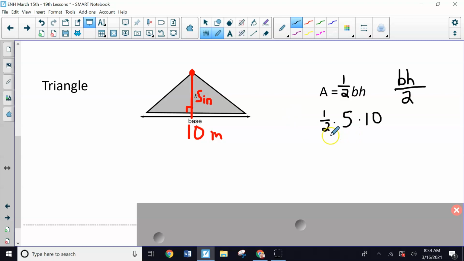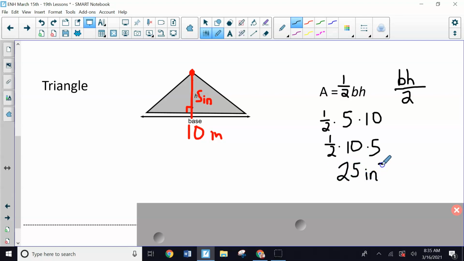Or you can shuffle these around a little bit, use the commutative property and say, well, let's do half of 10 first. I could just do that in my head. That's 5. And then 5 times 5 is 25 as well. So either way, we end up getting 25 square inches. 25 square inches. So don't forget your units.